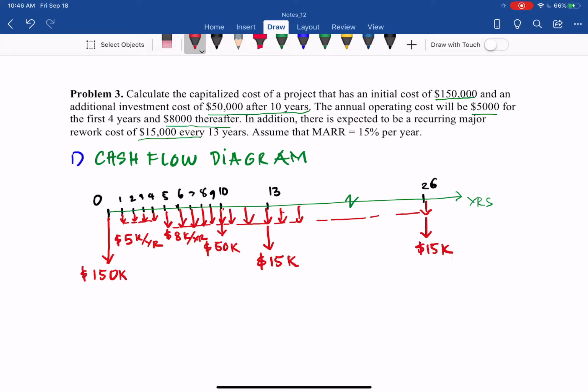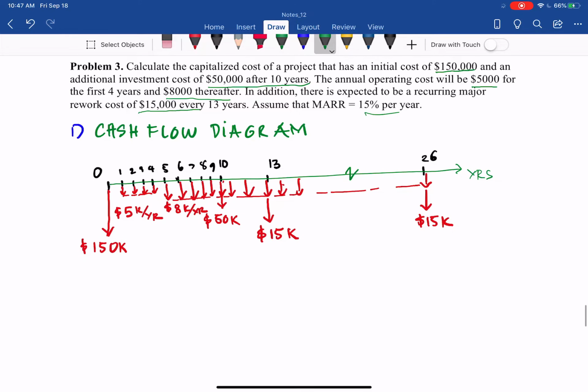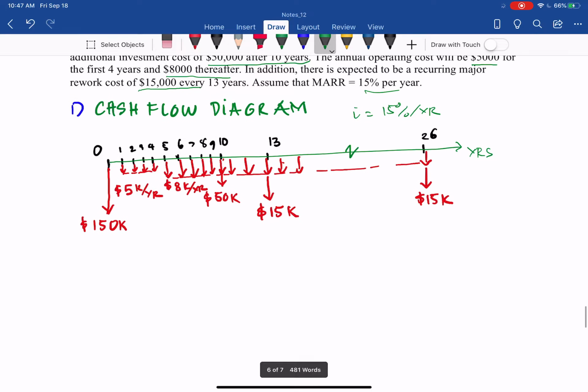We have another 13 years. We have 15,000 spending for the rework cost. And the MARR is 15%. So first we draw the cash flow diagram. And of course we can write down i equal to 15% per year.